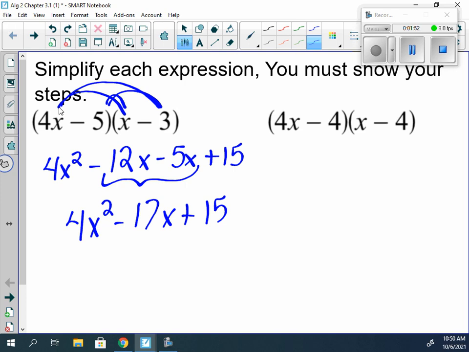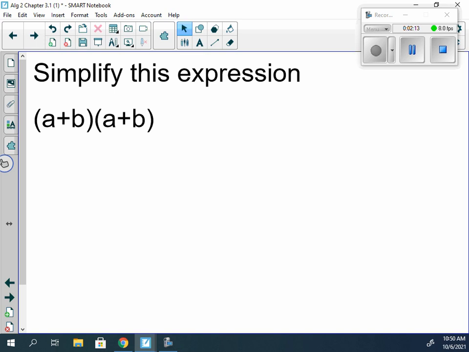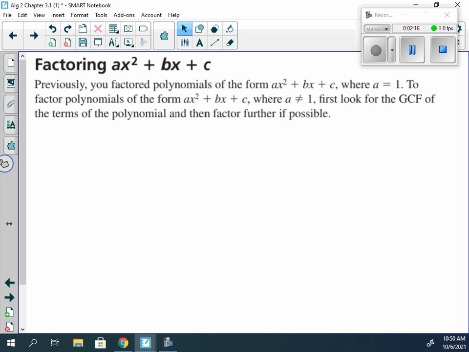Now, what we're going to be looking at today, tomorrow, and Friday is not going this direction, but going the other way, starting out with our quadratic and factoring it back out into our two sets of parentheses. Now, we're not going to worry about that there. So previously, you factored the polynomial of the form ax squared plus bx plus c, where a is equal to 1. To factor the polynomial of the form ax squared plus bx plus c, where a is different than 1, first look at the GCF and then the terms and factor if possible.